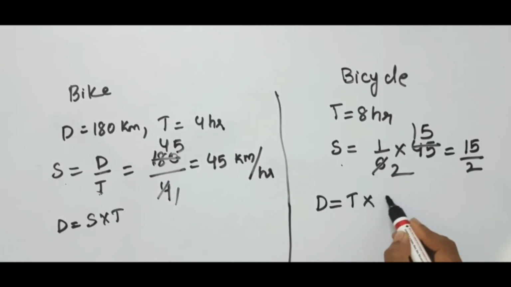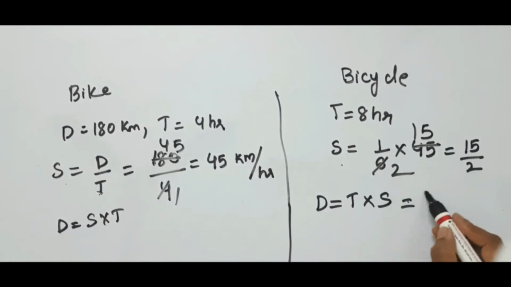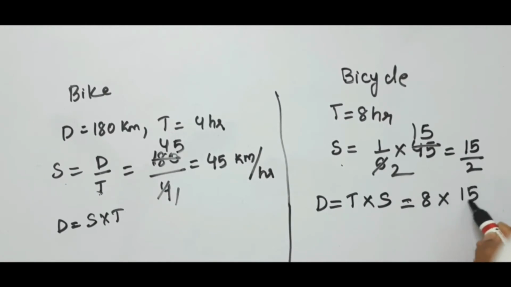Time into speed. What is the time here? It is 8 into 15 by 2. We got the speed as 15 by 2. Just substitute. So 2 4s are 8, so this is nothing but 5 into 4, which is 20. 2 and 4 1s and it is 60.